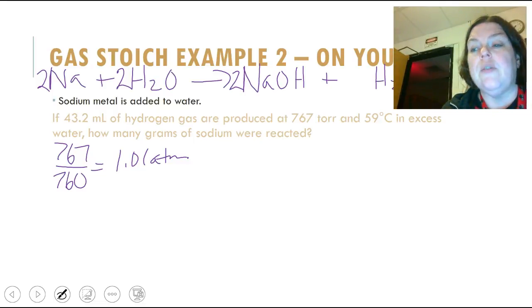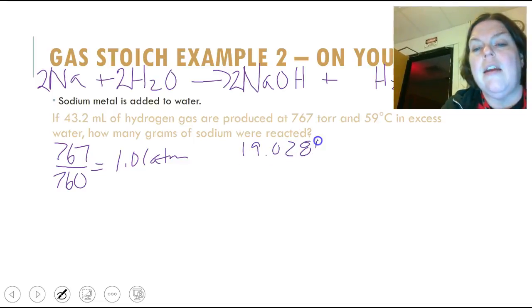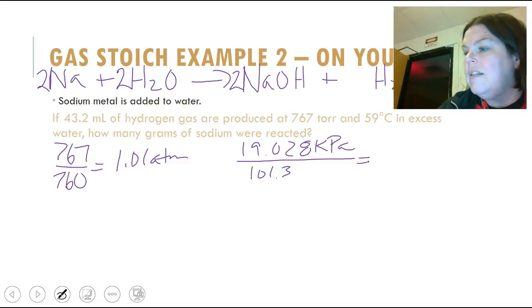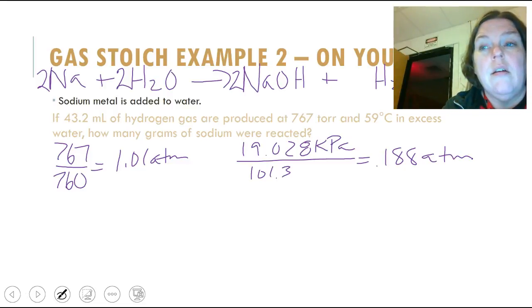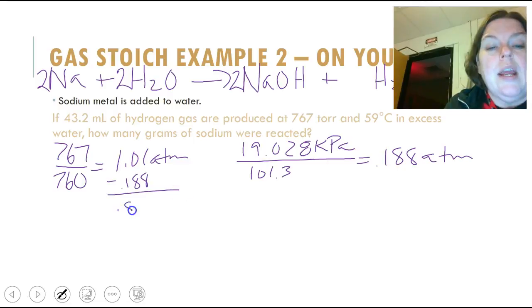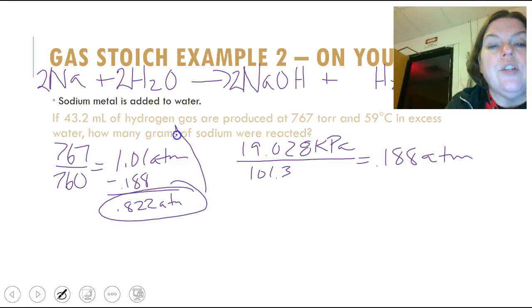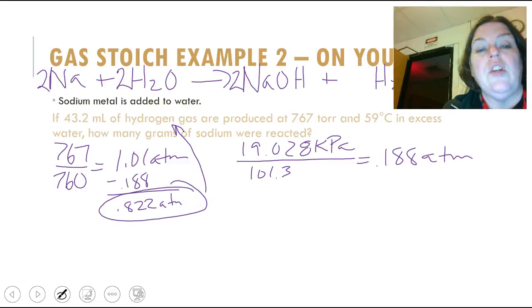But we know that we're at 59 degrees Celsius, and at 59 degrees Celsius, 19.028 kPa is the vapor pressure of water. So if I divide that by 101.3 kPa, I get 0.188 atmospheres. And that's the water. So if the water plus the hydrogen is equal to 1.01, then I have to subtract 0.188 from that, and I get 0.822 atmospheres. And this is the pressure of the hydrogen gas. So that's where we need to start.